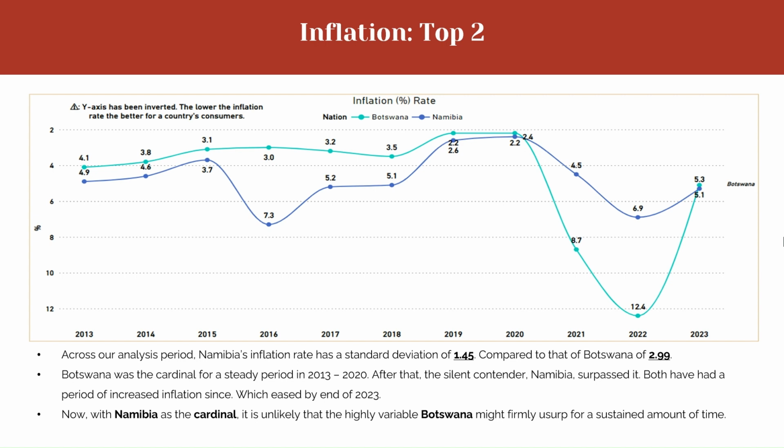Also, an interesting thing to note is that Namibia's inflation rate has had a standard deviation of 1.45 compared to 2.99 for Botswana. So Botswana has had more variability, even though you can see for Namibia, in that period of 2013 to 2020, it kind of looked like it had more variability. But now, because of the very big swings since 2024, Namibia gained on it there. And so, with Namibia as the cardinal, it's unlikely that the highly variable Botswana will firmly usurp it, just because it might go up again, but it'll just swing, just based on this. And also the fact that Namibia has less deviation.